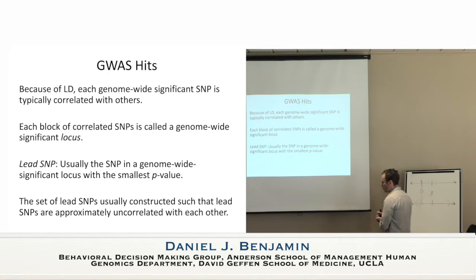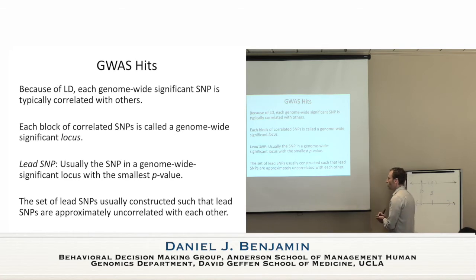For accounting purposes, we don't want to count all of those as hits, because we think usually there's just one or a small number of true causal SNPs when we have a whole locus of SNPs that are associated. So we pick one of them to be the representative for that locus. This is done in different ways, but often it's the SNP with the smallest p-value in that locus.